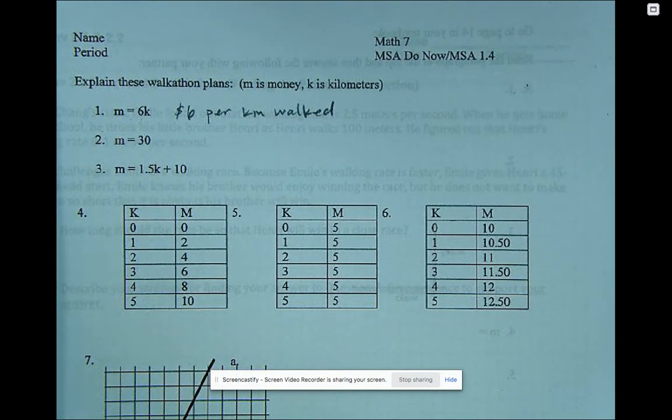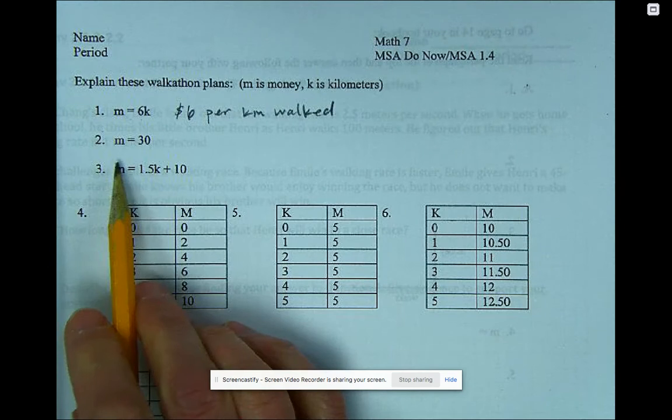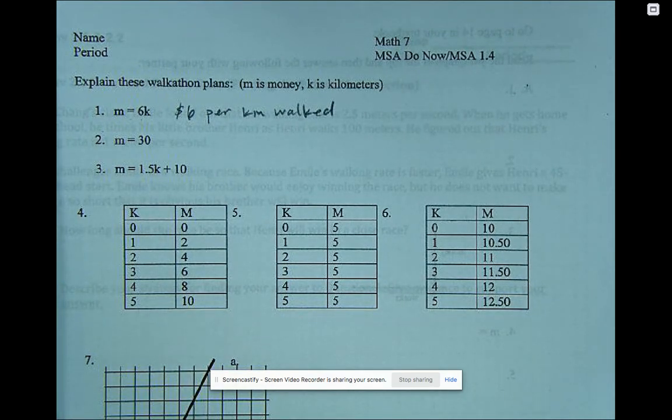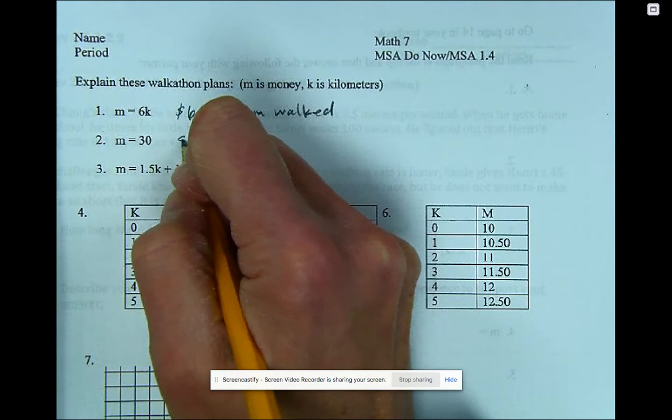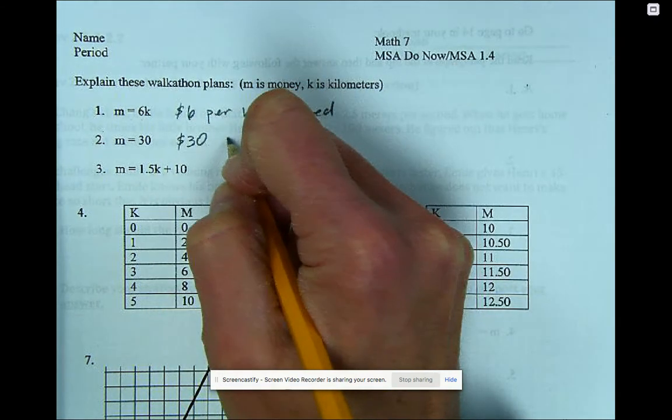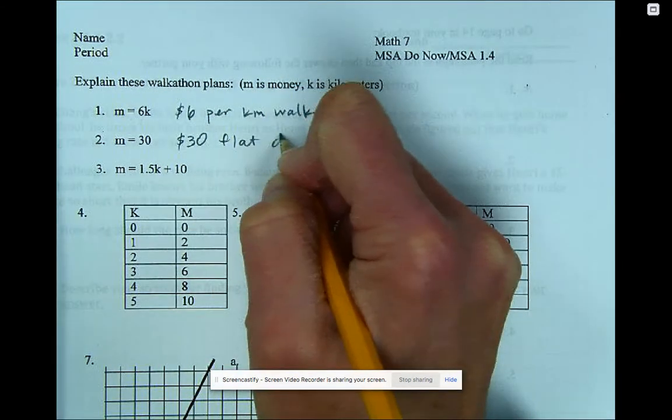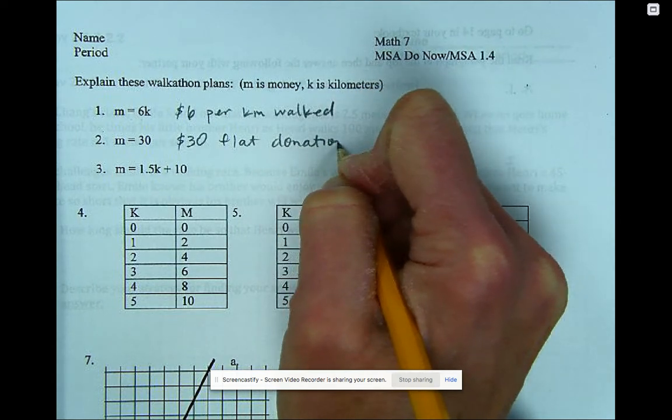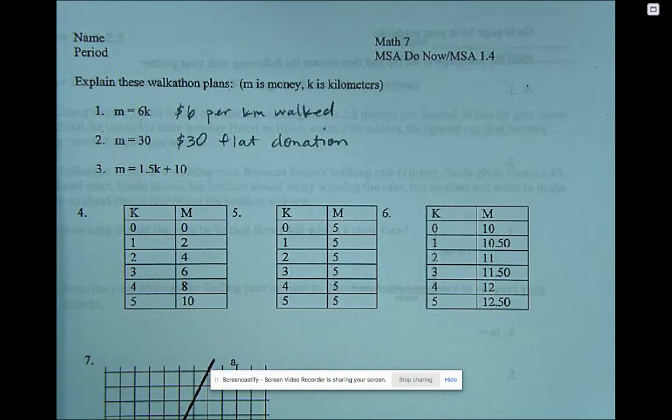How about if the equation is just M equals 30? So money is just going to be 30. Did you think that was just like a $30 flat donation? Kind of like Michael Scott was thinking.